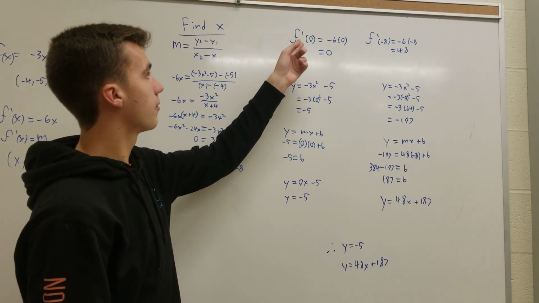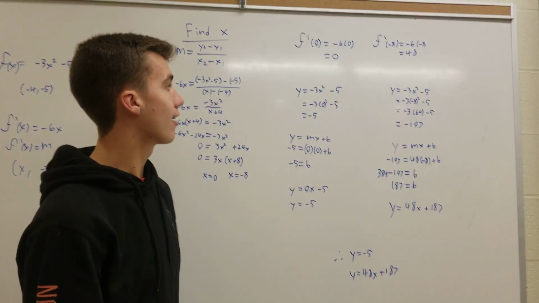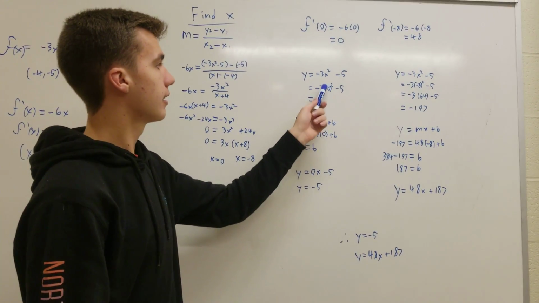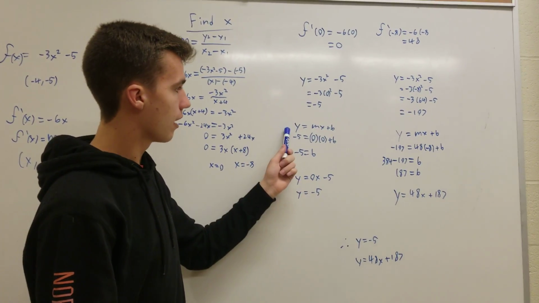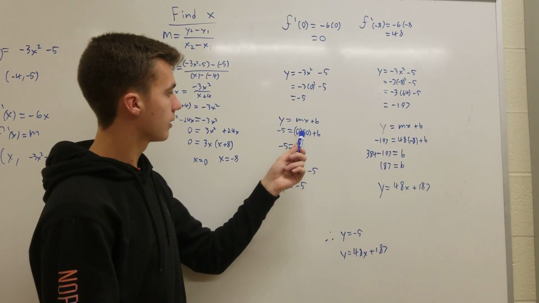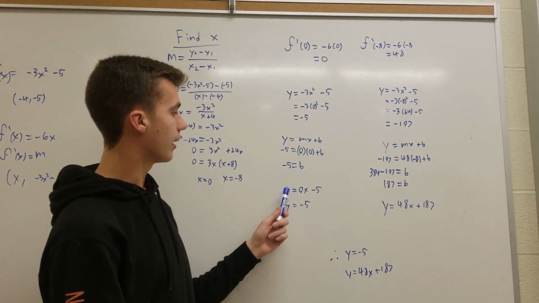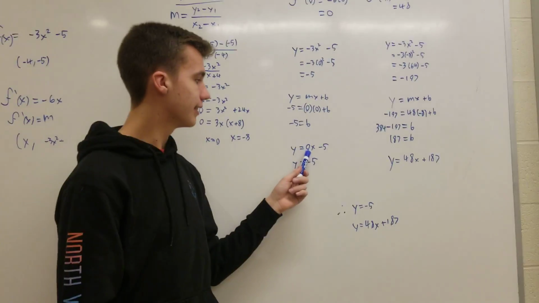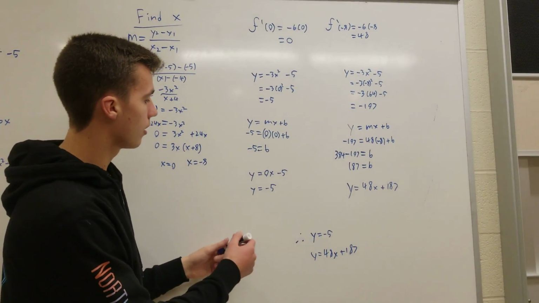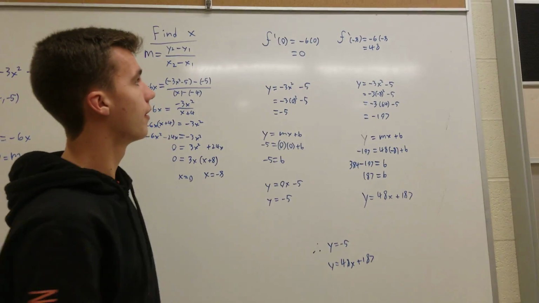I find the derivative at x equals 0, which is 0. Then I find the y value at x equals 0. Substitute in 0, and that leaves -5. Now with y = mx + b, substitute in y, m, and x: -5, 0, and 0. b equals -5. y = 0x - 5. 0 is the slope, and 0 times anything is 0. So the line for 0 is y = -5.